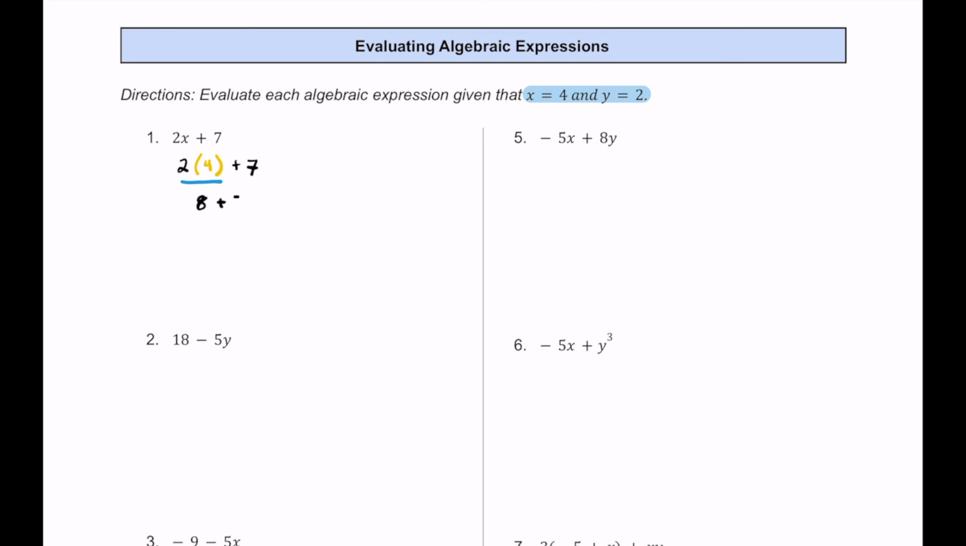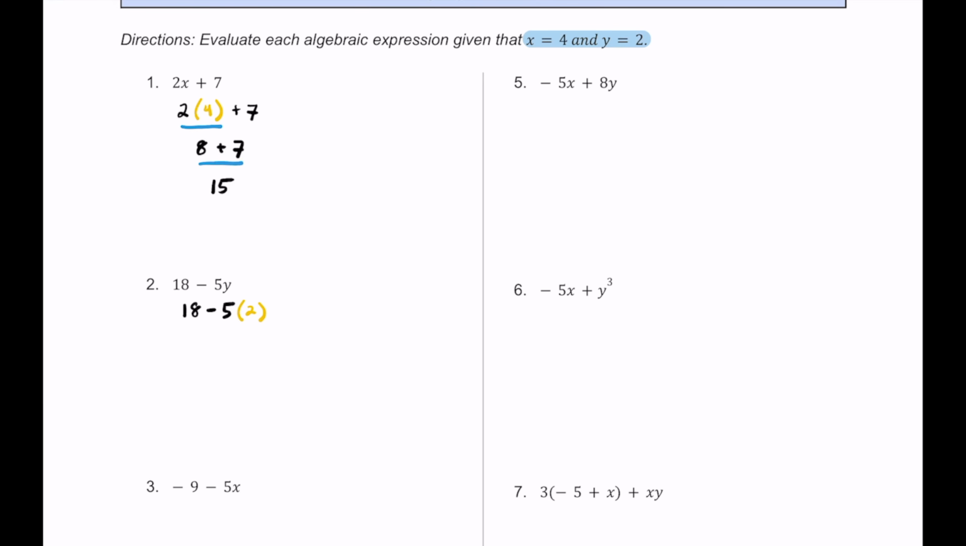For number 2, we have this expression of 18 minus 5y. Now we see here that y is equal to 2, so let's make that substitution. So we're going to take 18, we're going to subtract the product of 5 and whatever y is. Now we know y is equal to 2, so let's make that substitution. Now we have two things to do here. We have subtraction and multiplication.